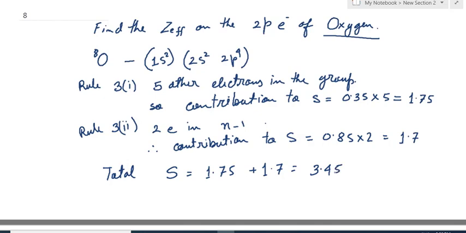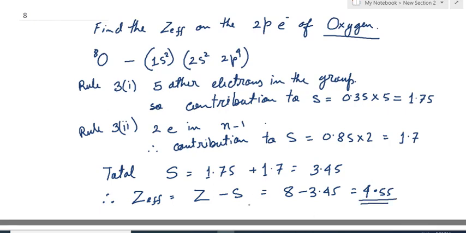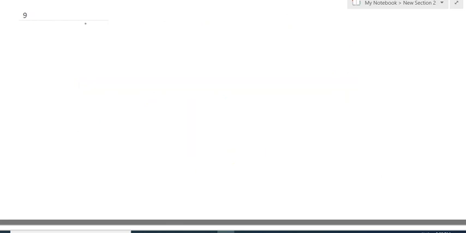Therefore the total shielding, that is 3.45, should be subtracted from the actual atomic number, that is 8, to get the Z effective or effective nuclear charge, and in this case we have 4.55. Now you see this is only 57% of the actual positive charge that is in the nucleus, that is 8.